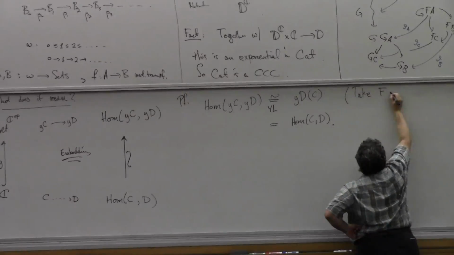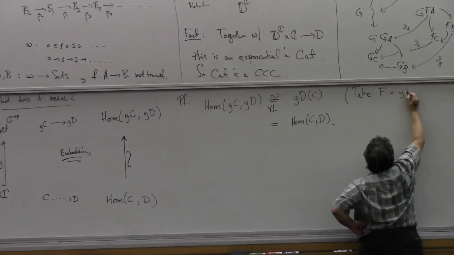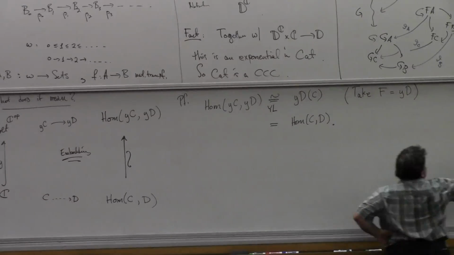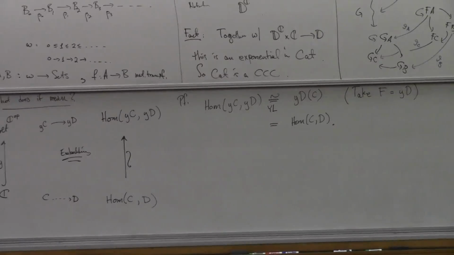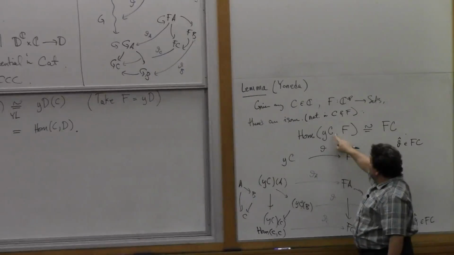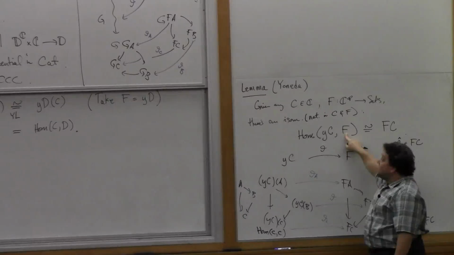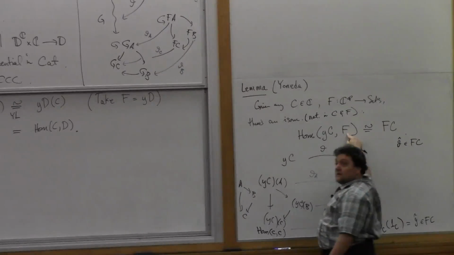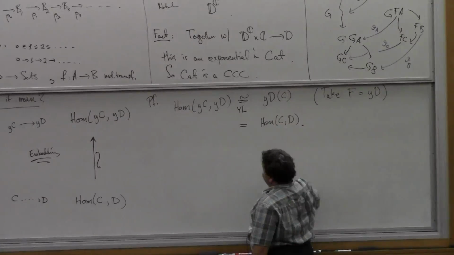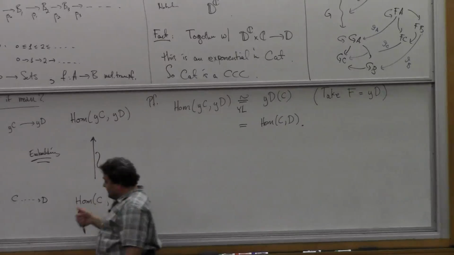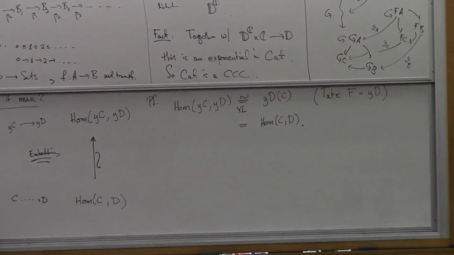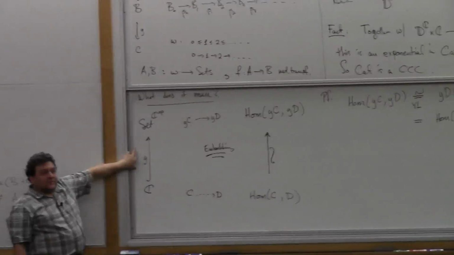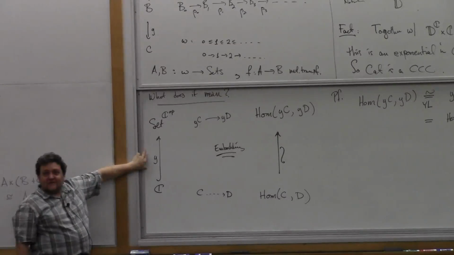Take F equals yD in the Yoneda lemma. The Yoneda lemma says Homming yC into any functor F gives F of C. So for F, put yD and get this. But this is the definition of that. Okay, so this machine that I was describing that we would like to have, we do have.